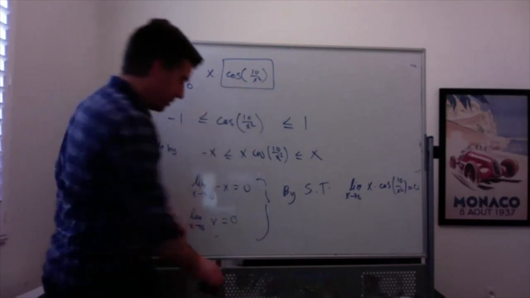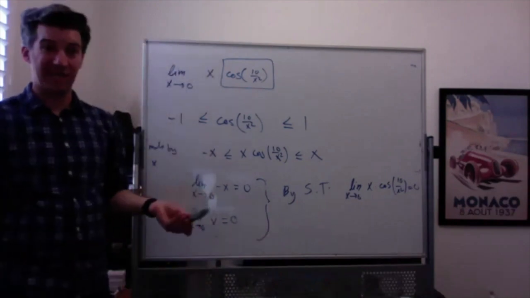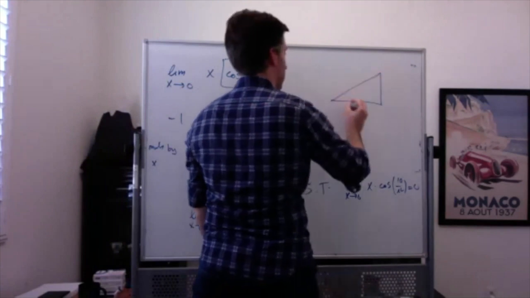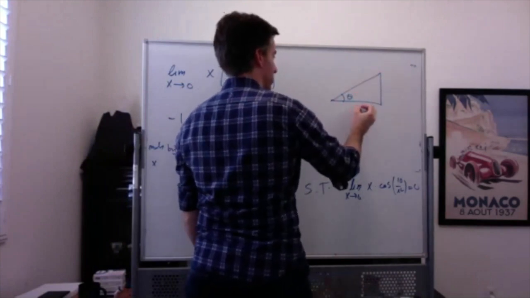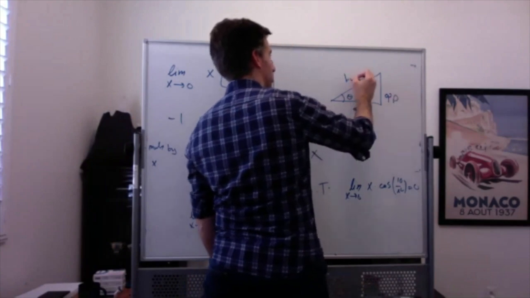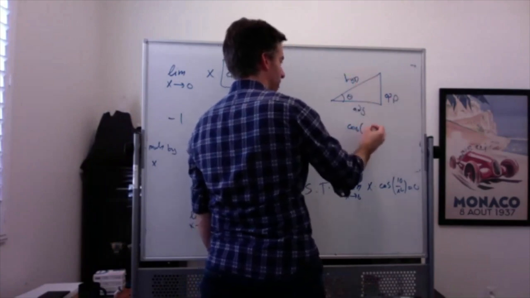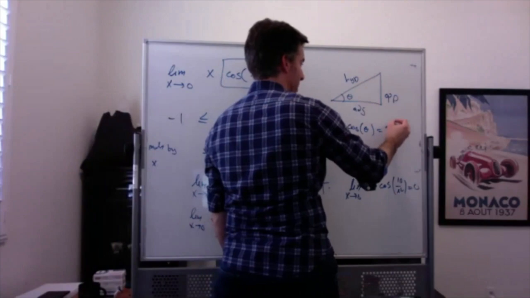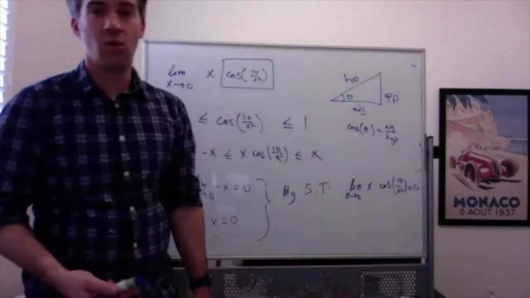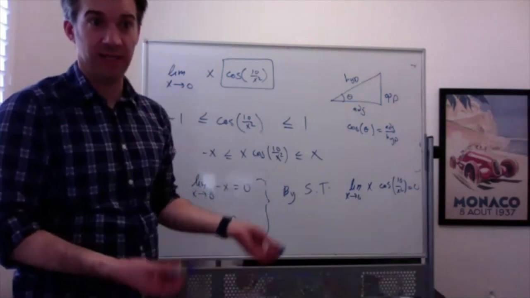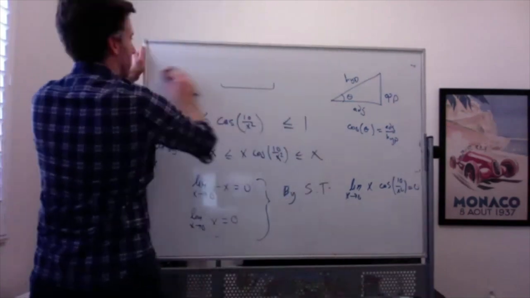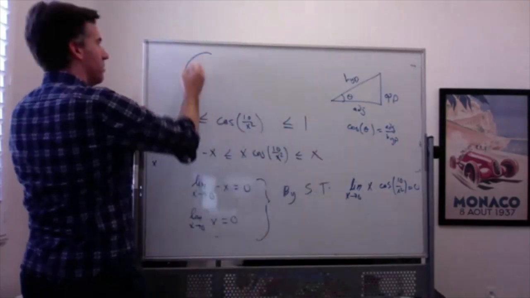Right, because if you remember how cosine is defined, cosine of an angle is the adjacent over the hypotenuse. Or if you want to use the unit circle, it's the x over the r. I know it's been a while.